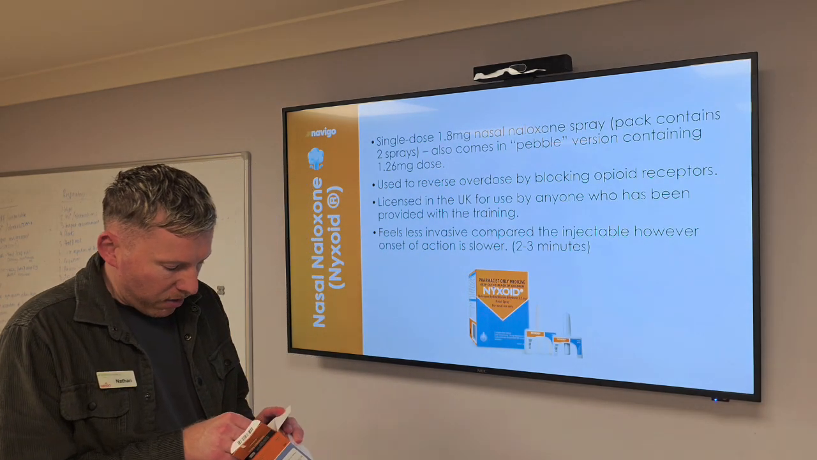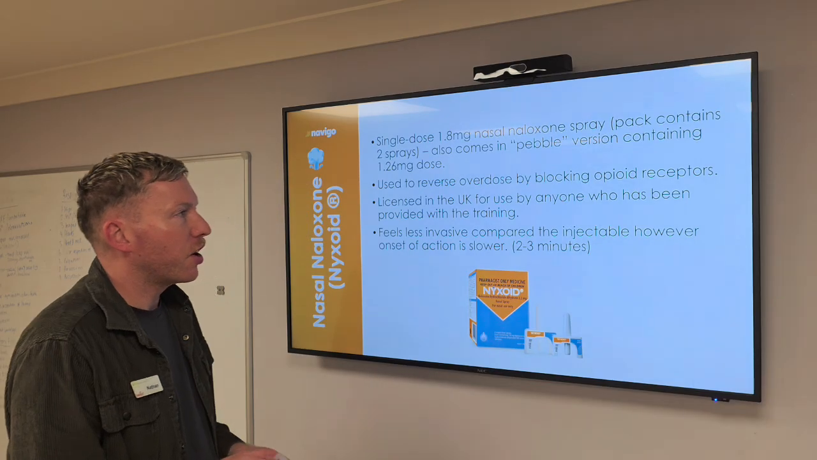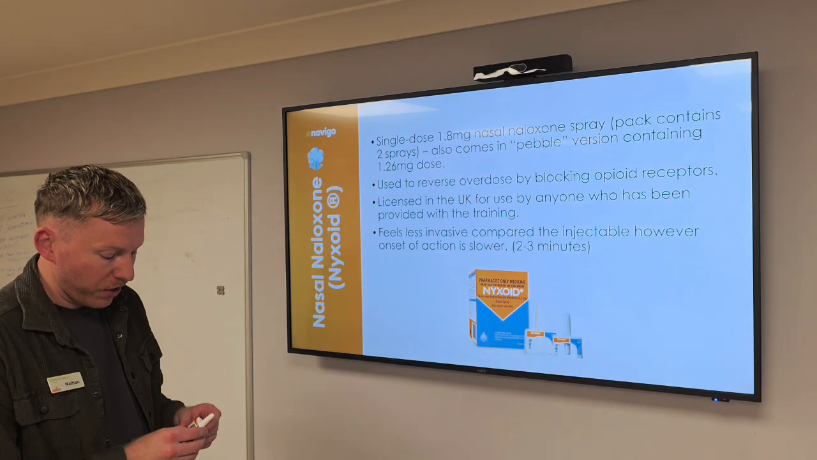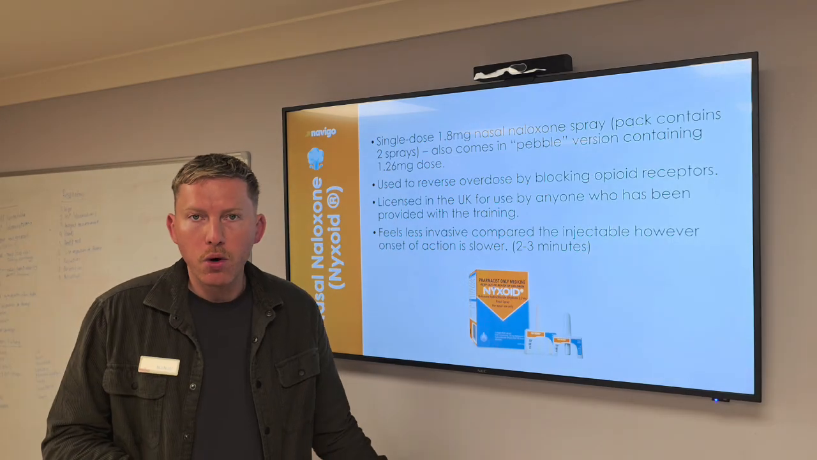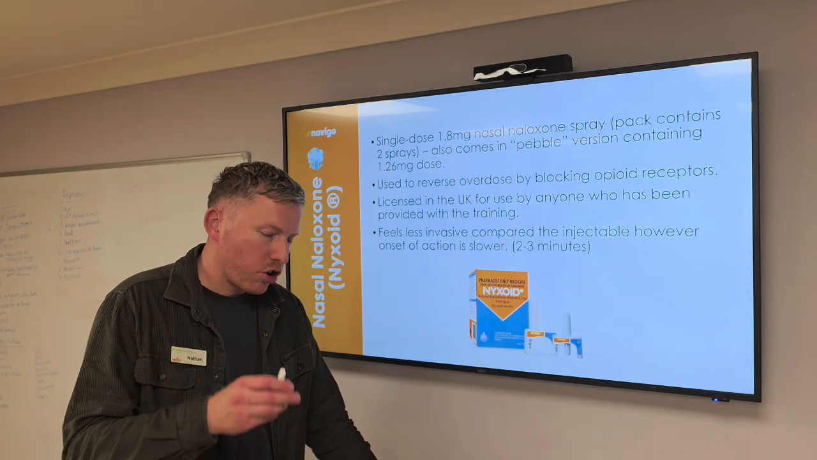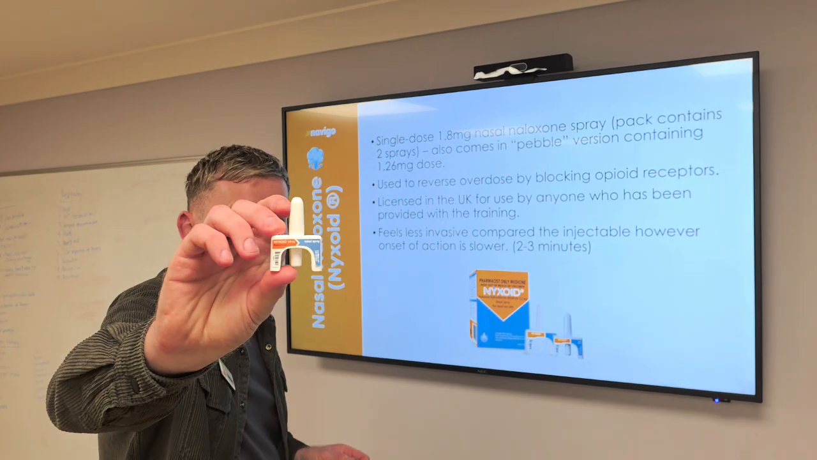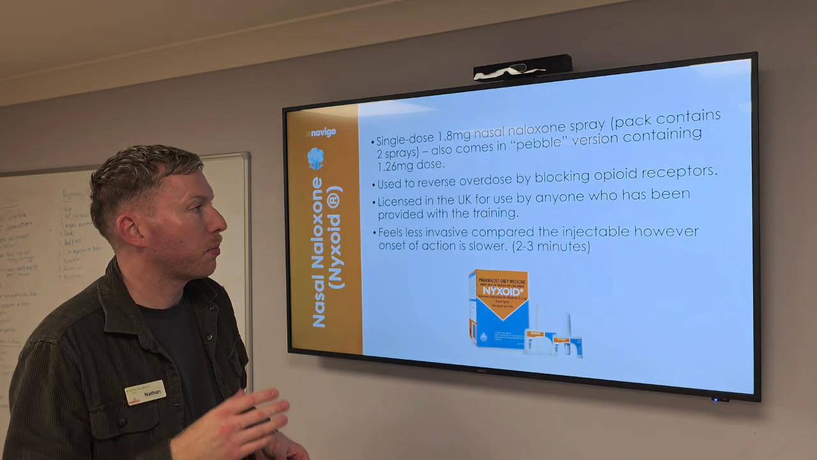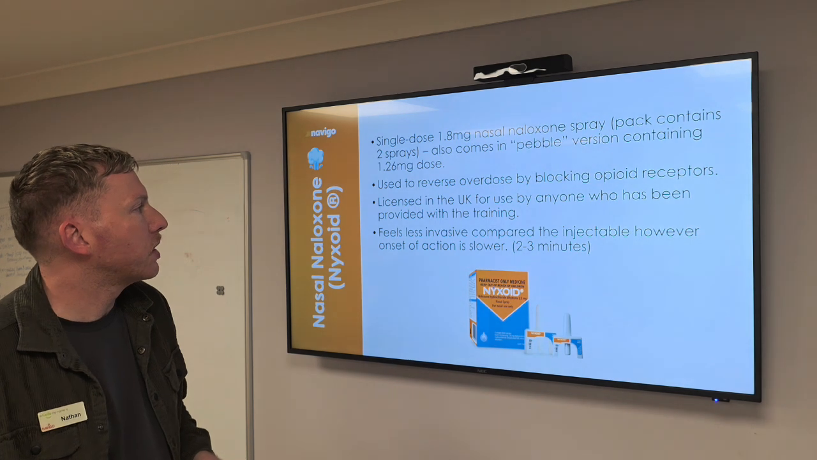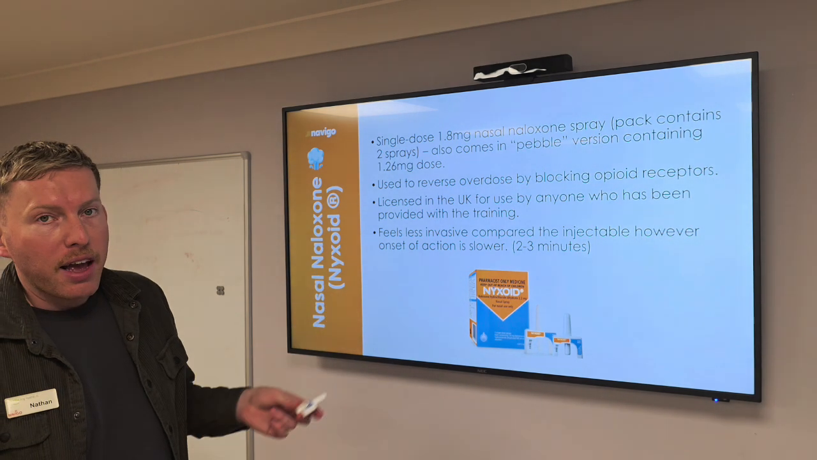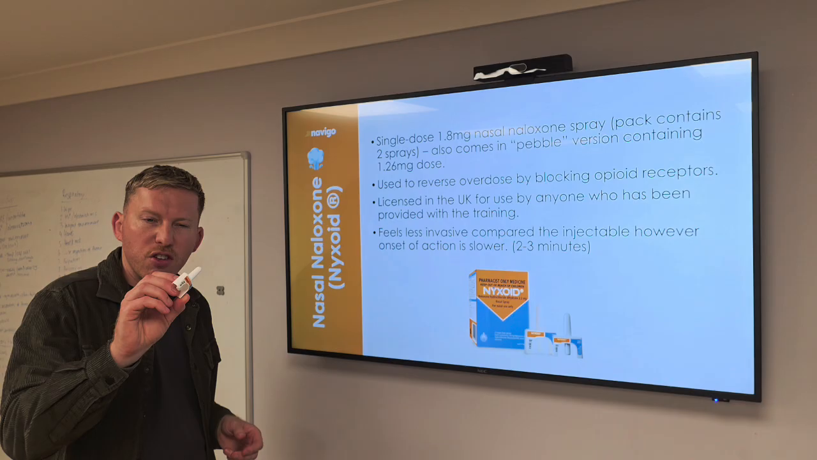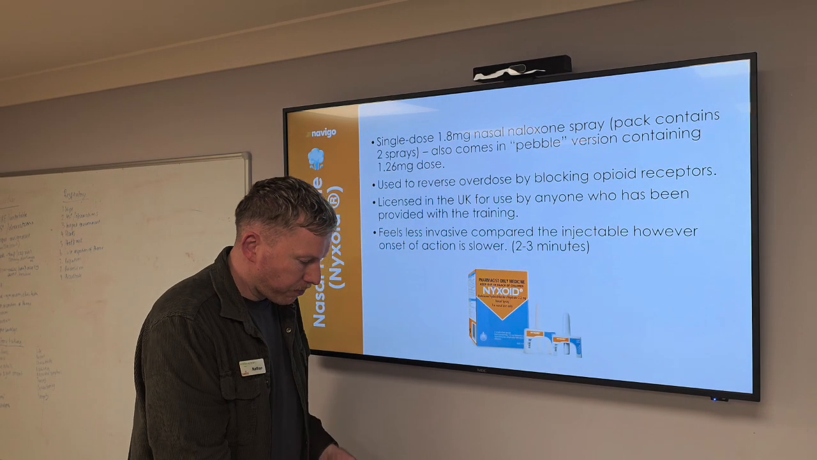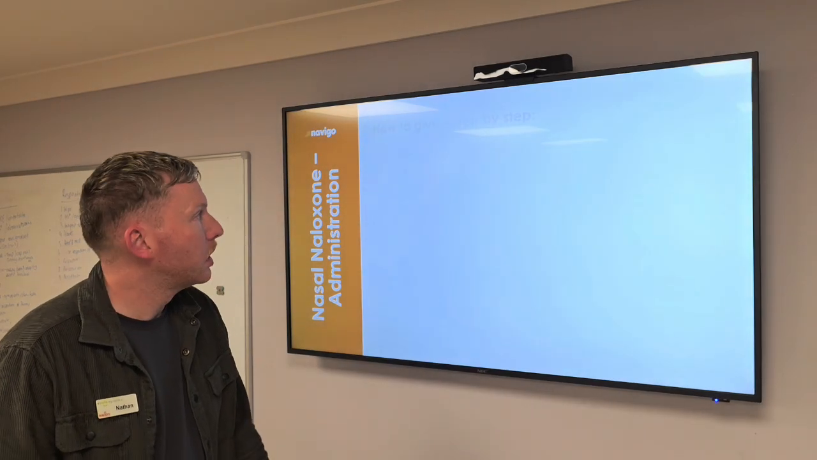Alternatively, which some people prefer in my opinion, just because they're not as invasive, is the nasal form. The nasal form licensed is called the Nixoid. They come in a box of 2, but that is one kit. So you've got 2 of these nasal applicators in the kit. Again, they're used to reverse that opioid overdose by knocking off those opioid receptors. It's licensed again in the UK for anyone who's had the training, and they just feel really convenient, quite safe. Keep them in your bag and just use them if you need them.